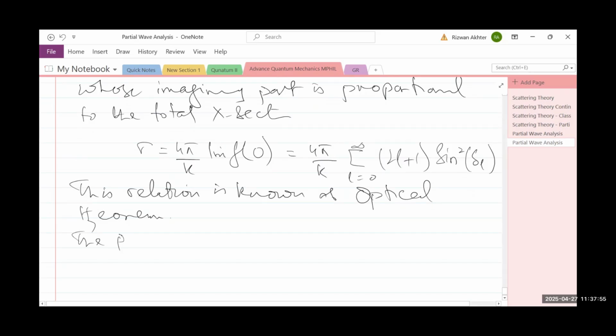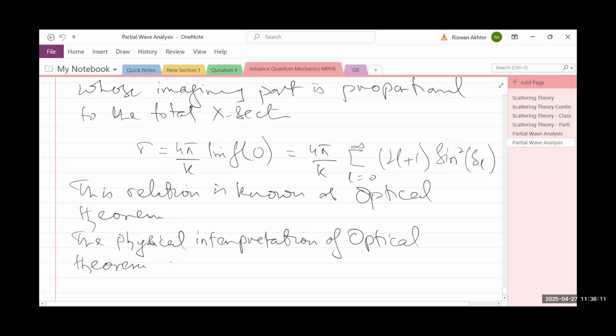The physical interpretation of the optical theorem is the conservation of particles, or probability.